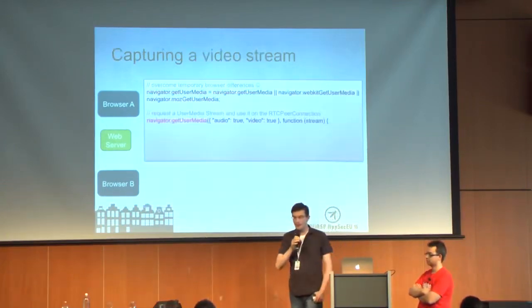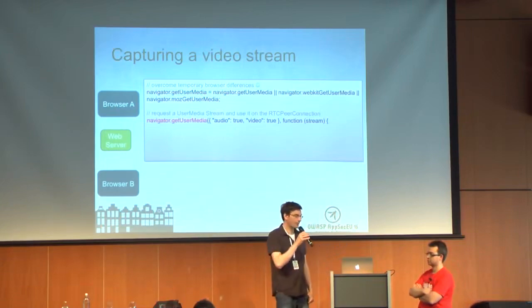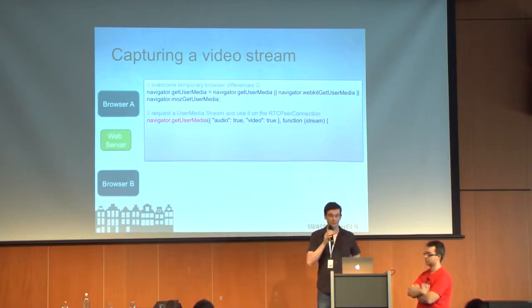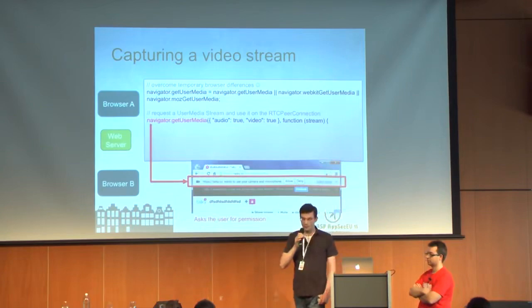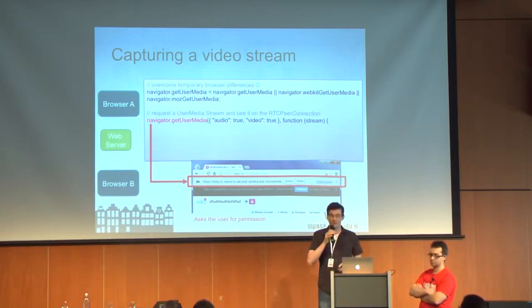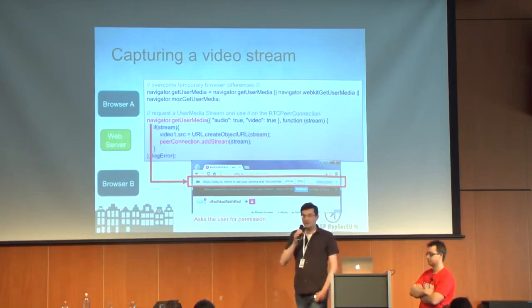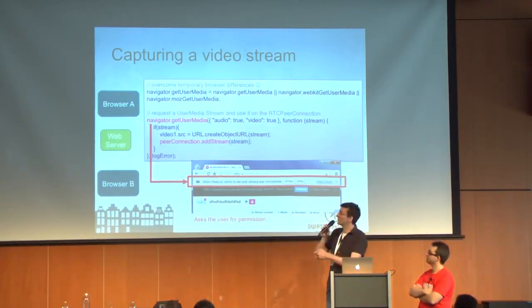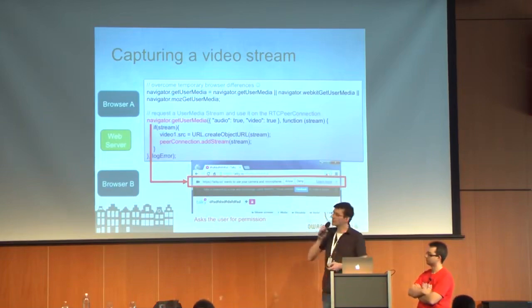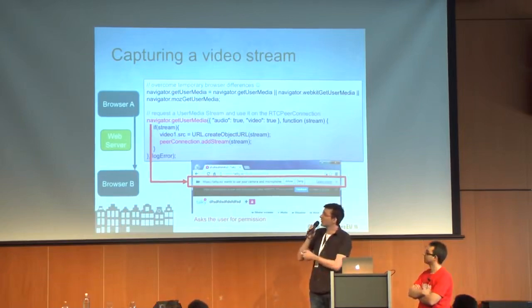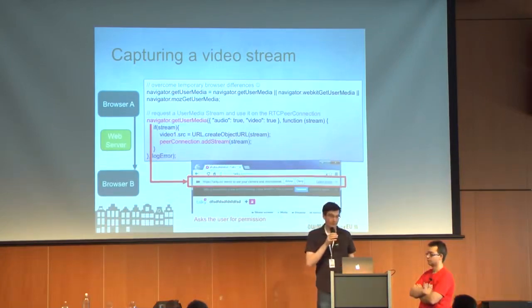As a final step now, the JavaScript tries to get access to the local media. In this case, we would like to have the audio and the video of the local computer. This now triggers a confirmation dialog: would you like to share your video, your camera, with the web page? And if you say yes, I would like to, then a JavaScript stream object is generated and passed on to our JavaScript, and we, as a developer, take the stream object and feed it into the peer connection. And this automatically sends this stream directly over our media channel, the DTLS channel, to browser B without the web server in the middle.